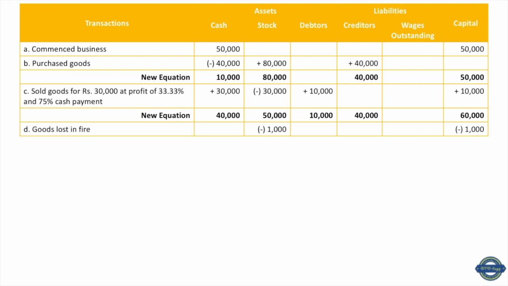Goods lost in fire. We lost goods that cost rupees 1,000. These goods were destroyed. We lost these goods. Therefore, we will deduct rupees 1,000 from our stock, as this stock is diminished, it is no more. And we have also incurred a loss, which was destroyed in fire. So we will deduct rupees 1,000 from capital.